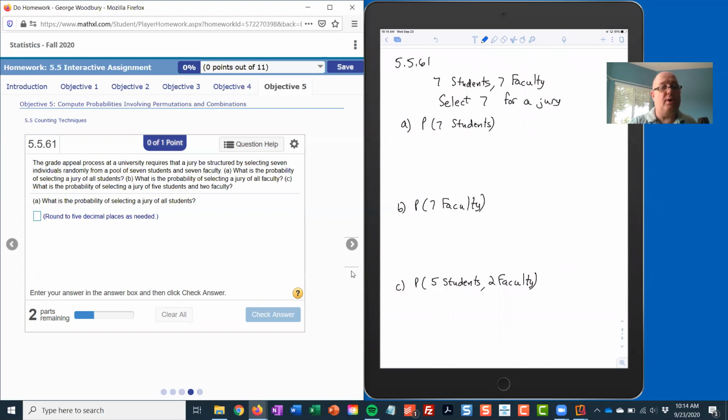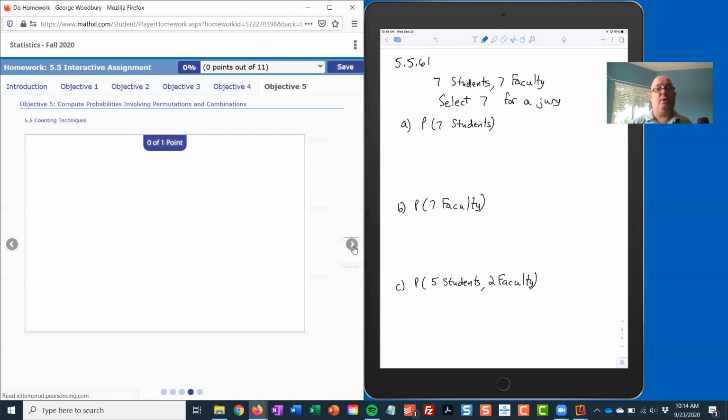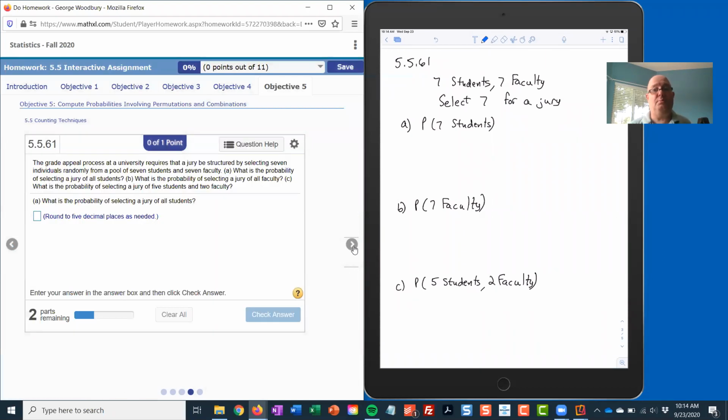Now, before you try this problem, I do recommend that you go back one page and you watch this video, because this will be really helpful in terms of finding the probability of 1 being defective and 4 being okay. It's the same idea. Now, instead of defective and acceptable fasteners, we're talking about faculty and students. And we're going to use permutations and combinations to find these probabilities.